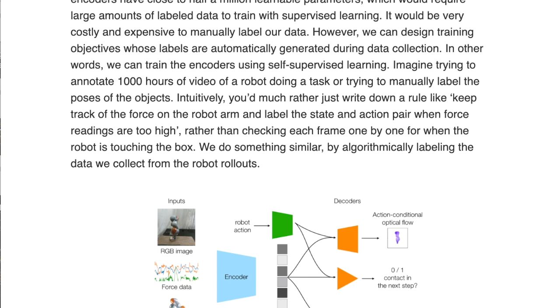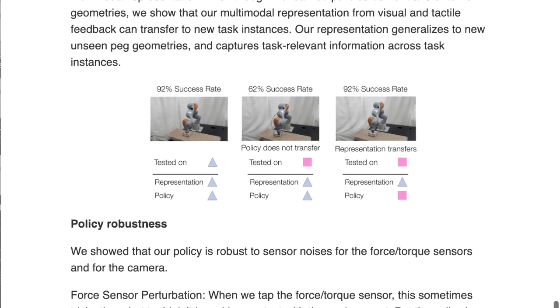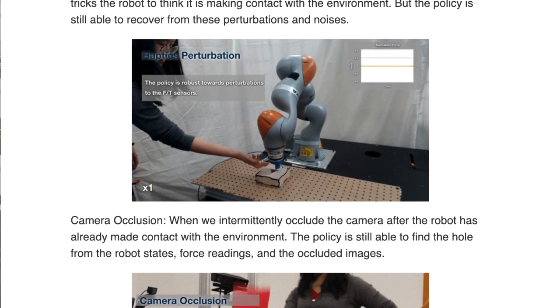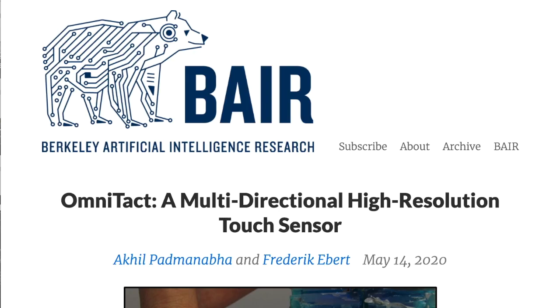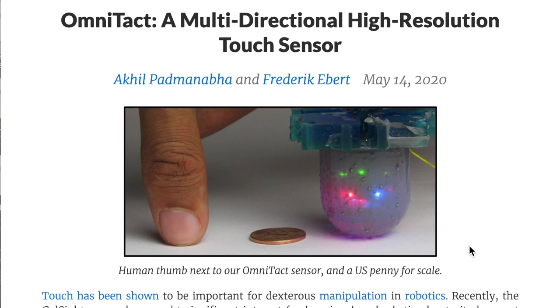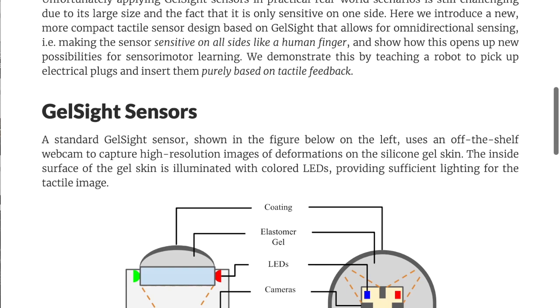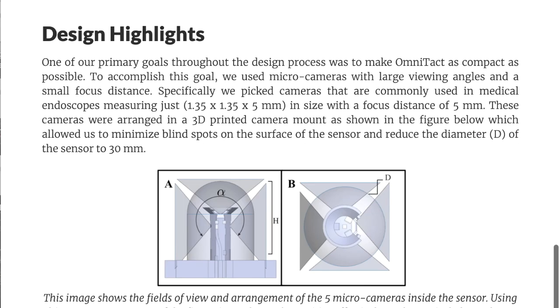I think this is a really interesting paper and blog post about combining vision and touch. I think it's easy to imagine tasks such as opening a water bottle that would benefit from touch as well as visual information. Berkeley's AI Lab blog has posted more details about their OmniTact touch sensor, particularly contrasting it with gel site sensors that have been used to insert a USB cable, roll a die, and grasp objects. The blog post describes these high-resolution, tactile images.